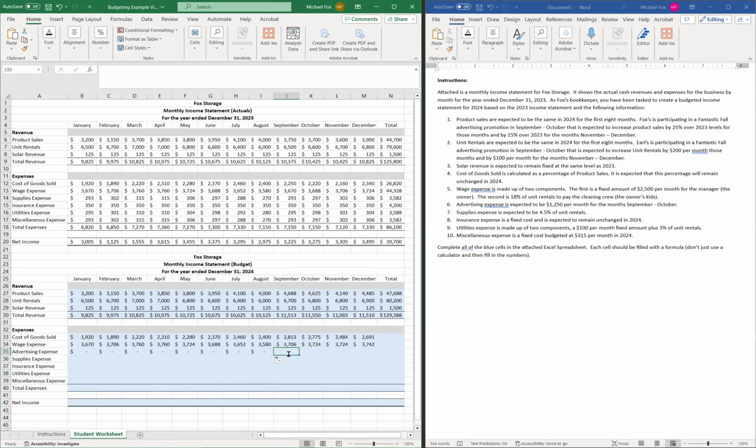And I'm going to do $12.50 for September and $12.50 for October, and then 0 and 0 for December.